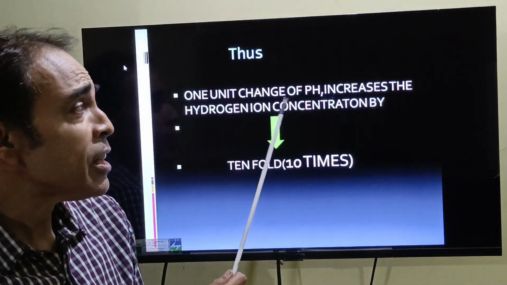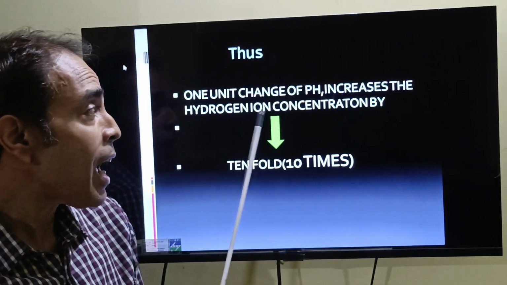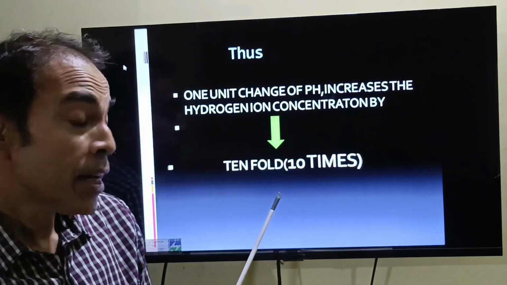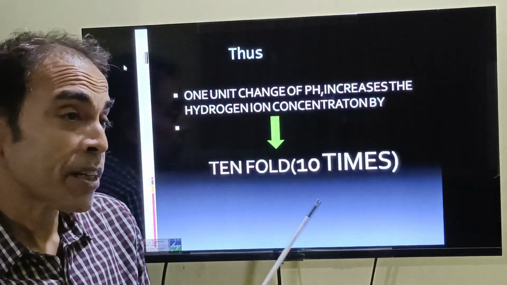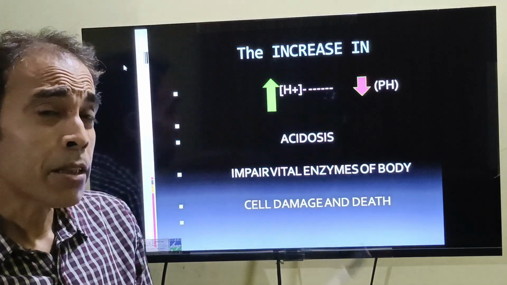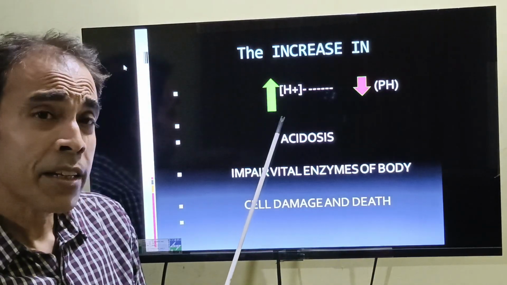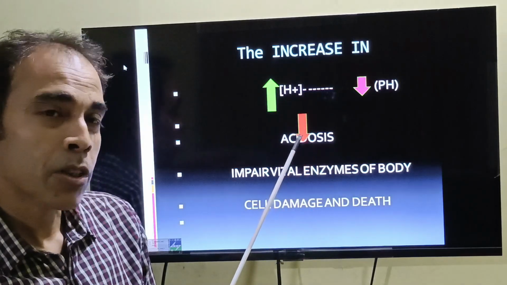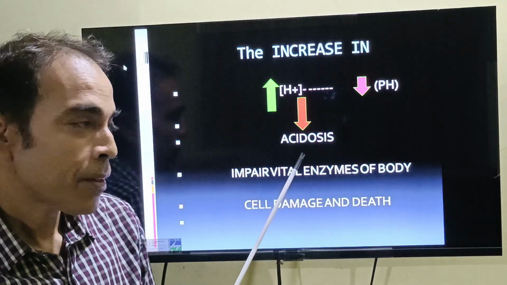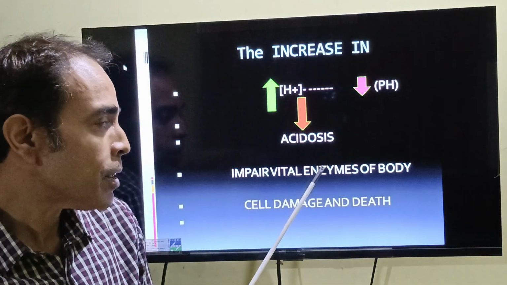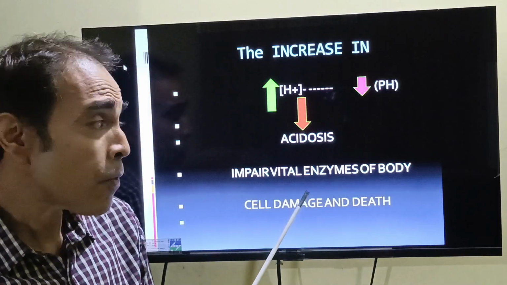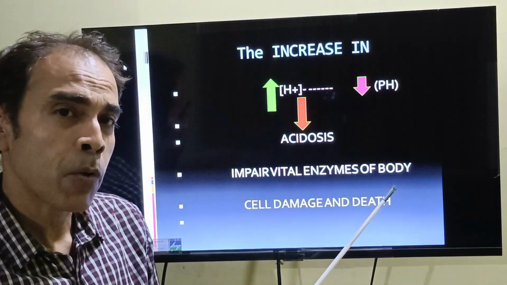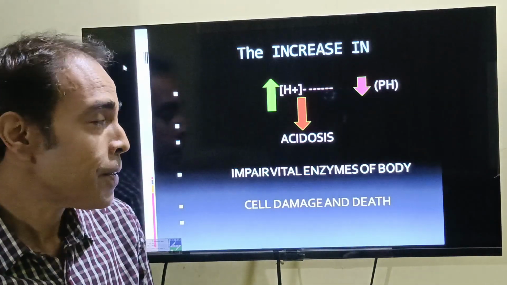So a 1 unit change of pH increases hydrogen concentration by 10 times. It increases by 10 times. So what does it mean? That is, when the hydrogen ion increases, there is a decrease in pH, as we all know. This leads to a condition of acidosis, and this acidosis causes impairment of the vital enzyme system of the body. We'll talk about this later in subsequent classes.